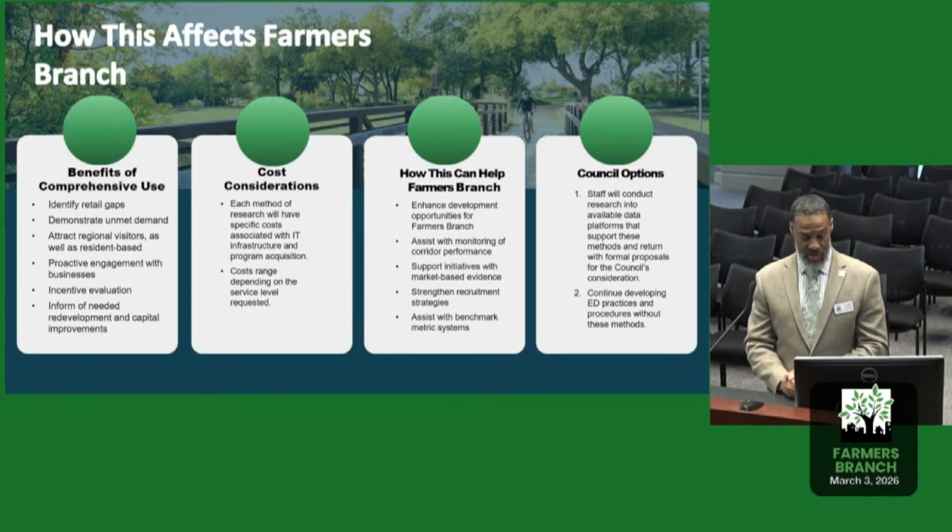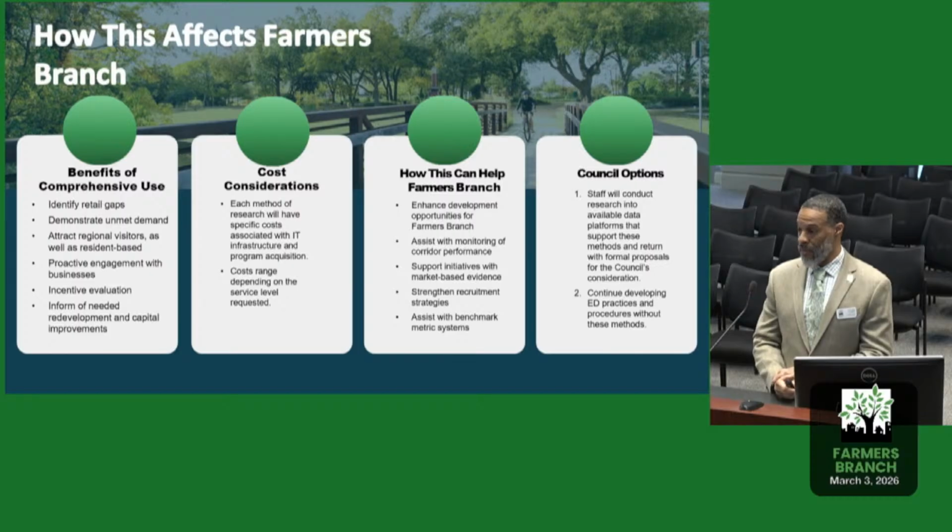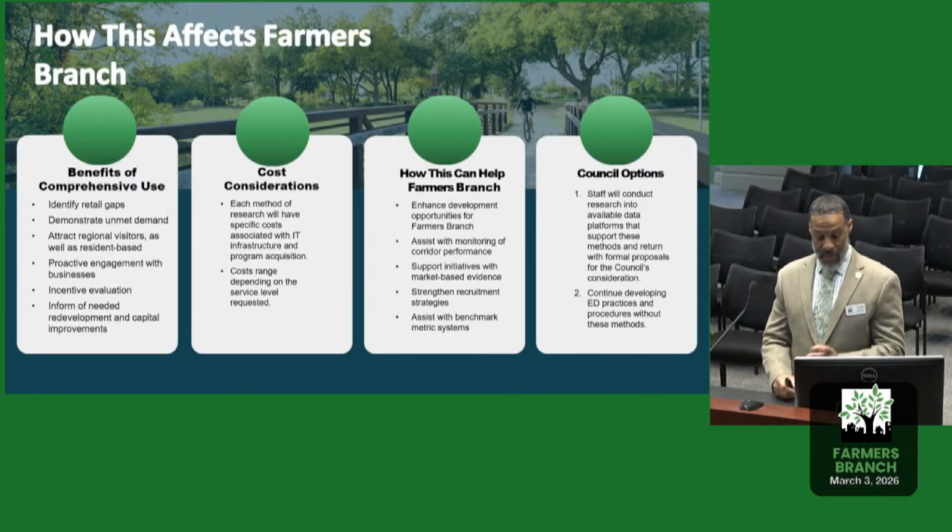When we looked at cost considerations, we have to look at the specific costs that we want to use when we go to these platforms. We have to look at the back-end IT that has to be put into it and the infrastructure that has to be added as well. And the cost range could depend on the service level that we want to provide for the different methods that we choose. When we look at how this can help Farmers Branch, it can enhance corridor development.